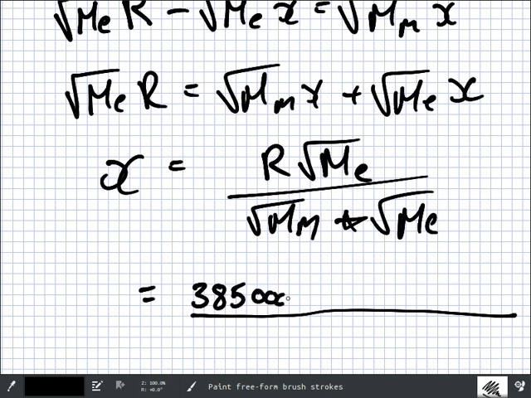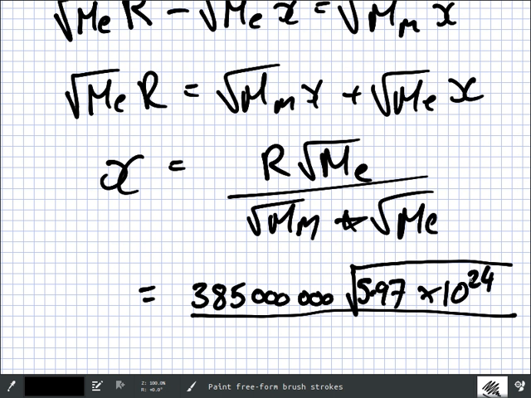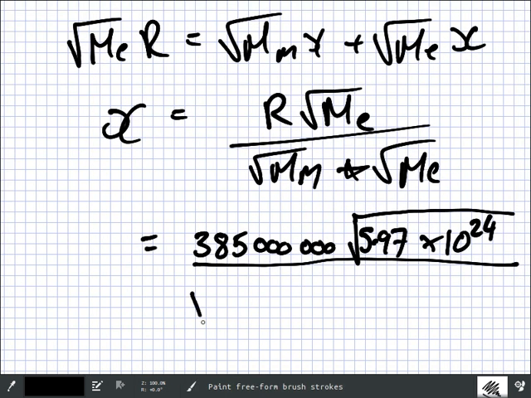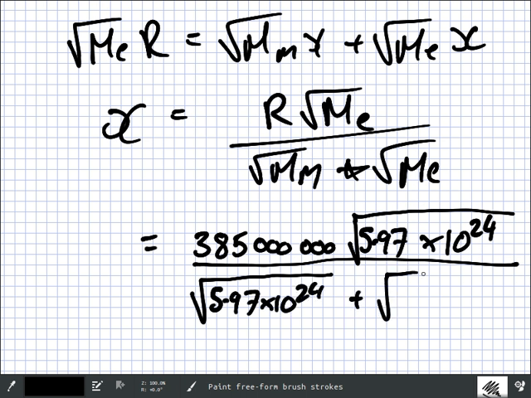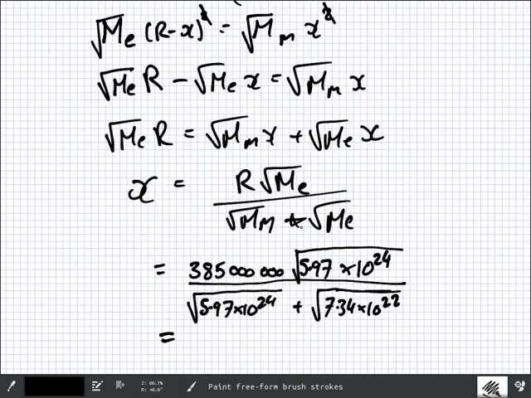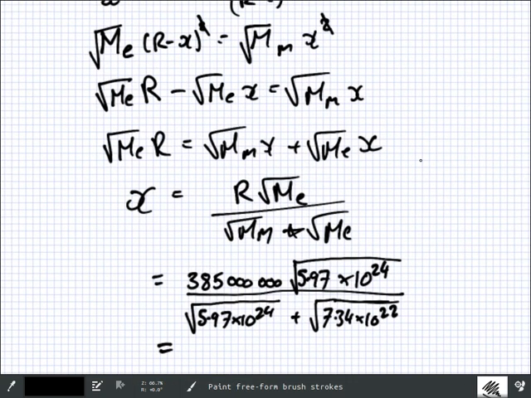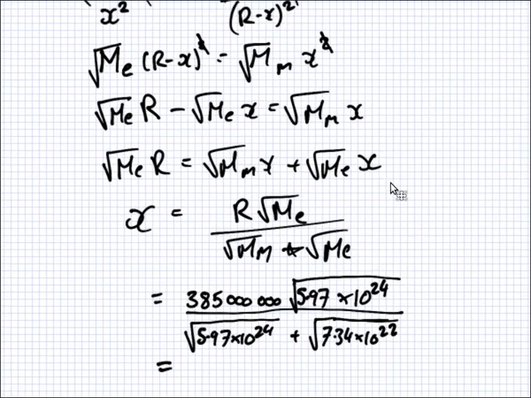385,000 kilometers. And what's the mass of the Earth? 5.97 times 10 to the power 24. And then what is the mass of the Moon? 7.34 times 10 to the 22. Okay. If you can hit those numbers in, then we can have our distance figured out when you're ready.